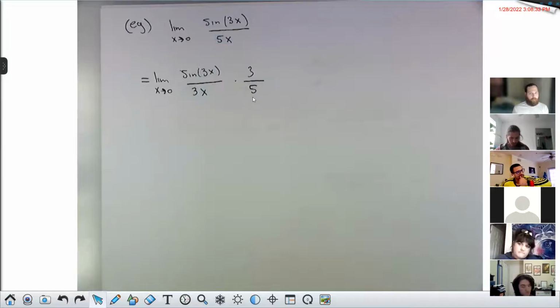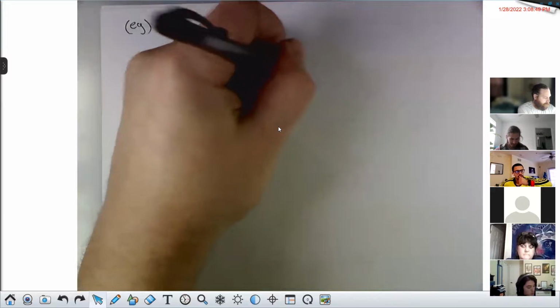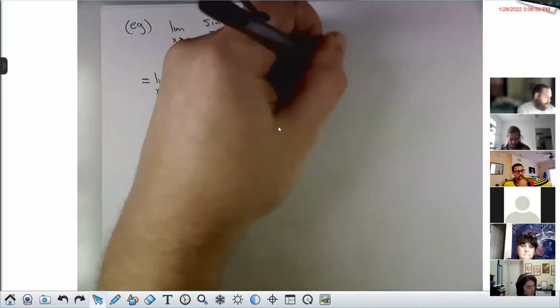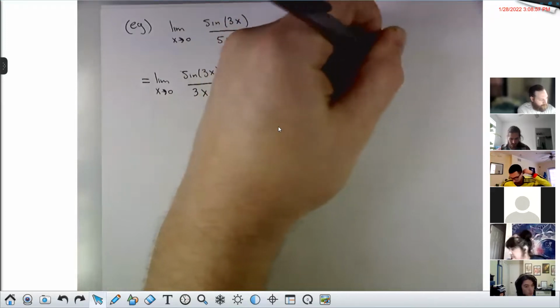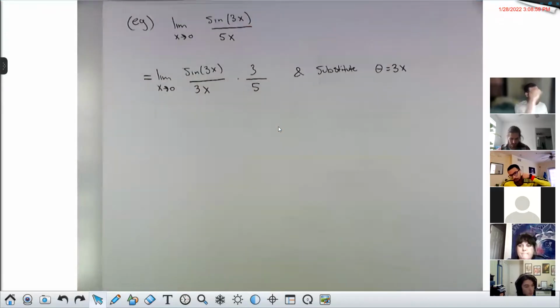So I pop the 5 out, I replace it by a 3. And I can do that as long as I bring a 3 up here. You can think of it like I'm multiplying by 3/3. The 3 upstairs stays out, the 3 downstairs comes in, and the 5 downstairs comes out. And we're going to substitute, I'll call it theta equals 3x. So everywhere there's a variable here, it's now attached to the number 3.